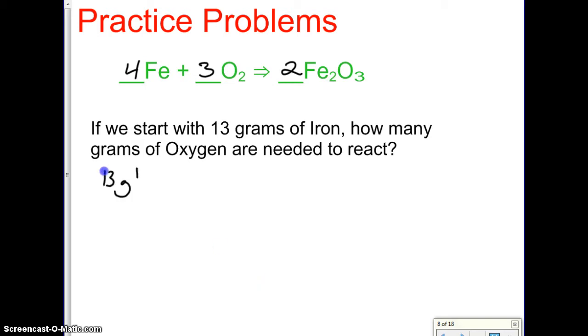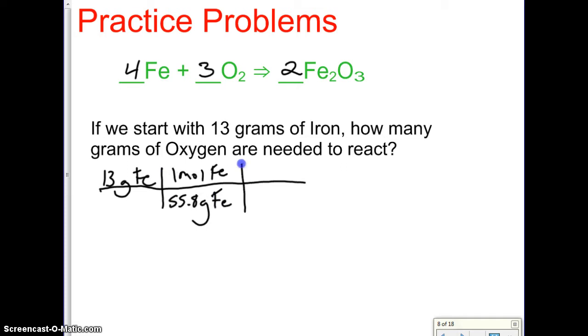So 13 grams Fe. Okay, draw my train tracks. Well, iron has a molar mass of 55.8, so we're going to put that down here, per 1 mole. We're then going to grab our mole ratio of iron to oxygen. Well, iron is 4, and I'm going to put that down at the bottom so my units match, Fe to 3 moles of oxygen. And again, notice we're staying on the reactant side. We're not even touching the product side here.